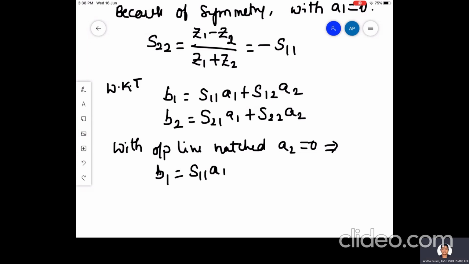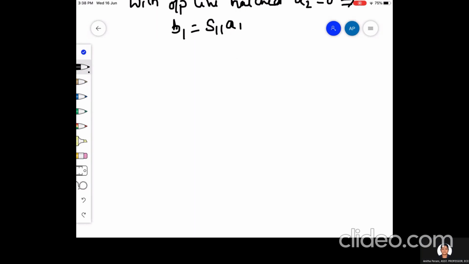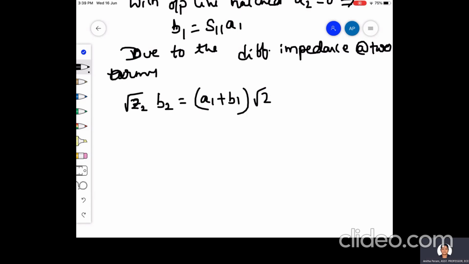as you have different impedances at the two arms, due to the different impedances at two arms, you can write square root of Z2 B2, which is equal to A1 plus B1 multiplied with the square root of Z1.